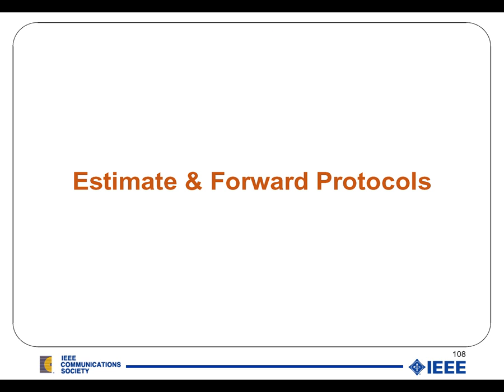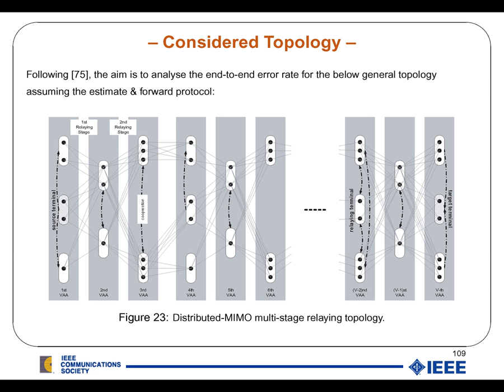Let's move on to the estimate and forward protocols. What we assume here, again following paper number 75, is a source terminal which wishes to communicate with the target terminal. Each of the terminals may have more than one antenna element, and they use adjacent terminals, which also may have an arbitrary number of antennas, to send the data losslessly to these adjacent terminals.